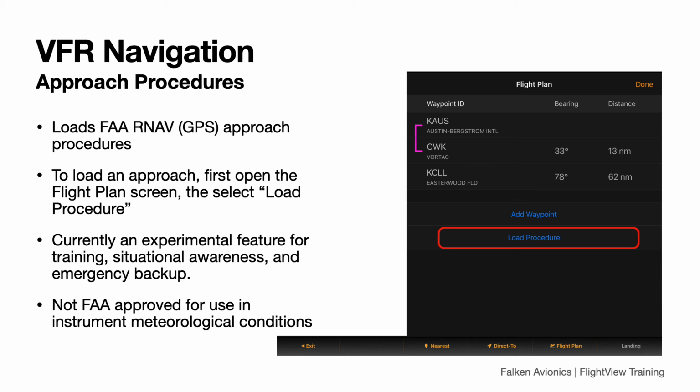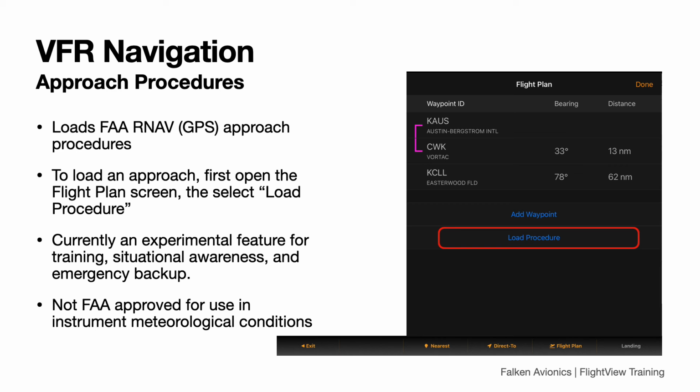So here's a bit of a surprise given the VFR navigation banner at the top of the screen. FlightView has support for loading and flying GPS RNAV instrument approaches. Now that's not to say that FlightView is an IFR navigator. It isn't. The approach feature is for use in training to provide additional situational awareness when using an official IFR navigation system, and for backup used in emergency situations only. Any other use of this will probably land you in hot water with the FAA.